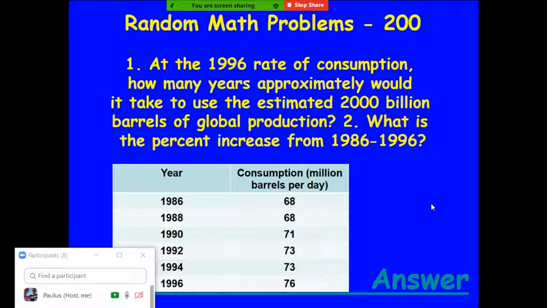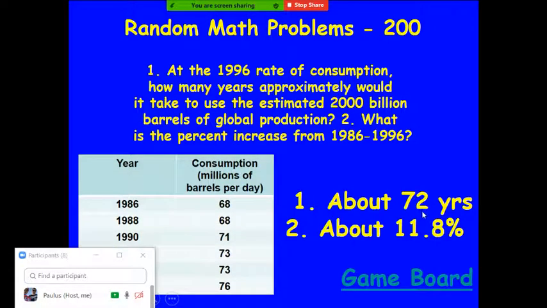All right, y'all, about 30 more seconds. Okay, so let me show you guys what the answers are, and then I'll show you how I got to those answers. All right, so it should be about 72 years and about 11.8%.